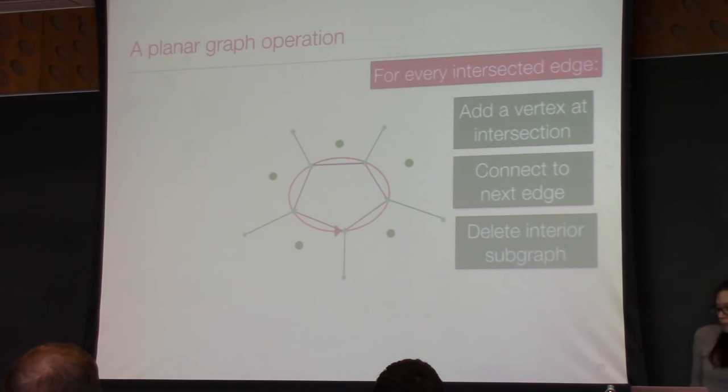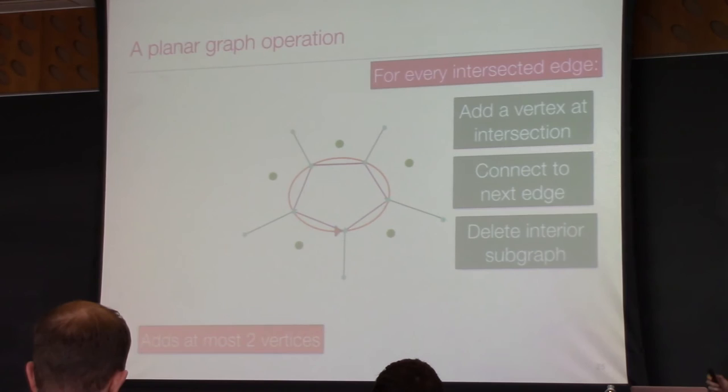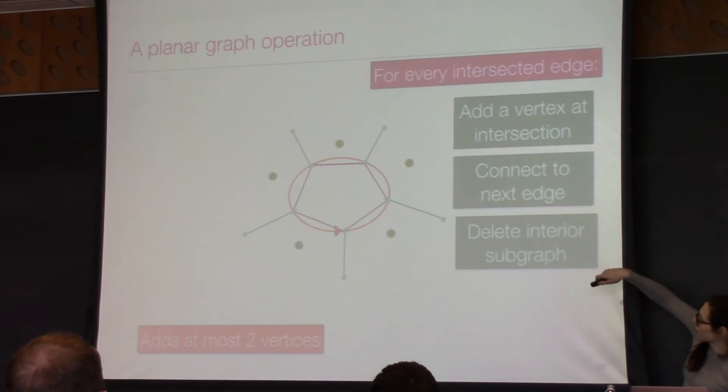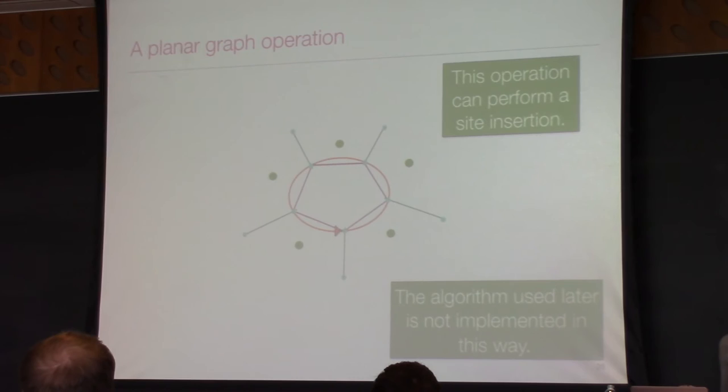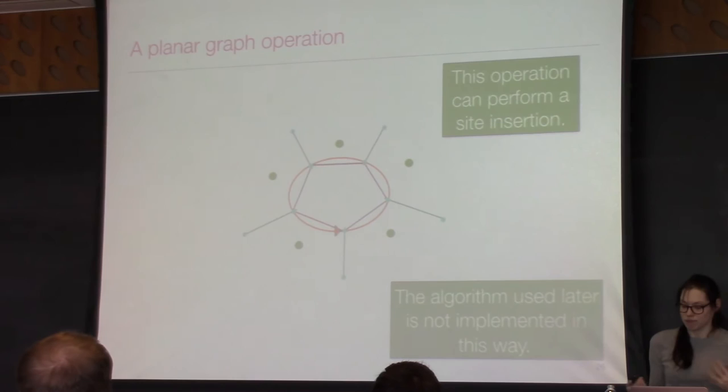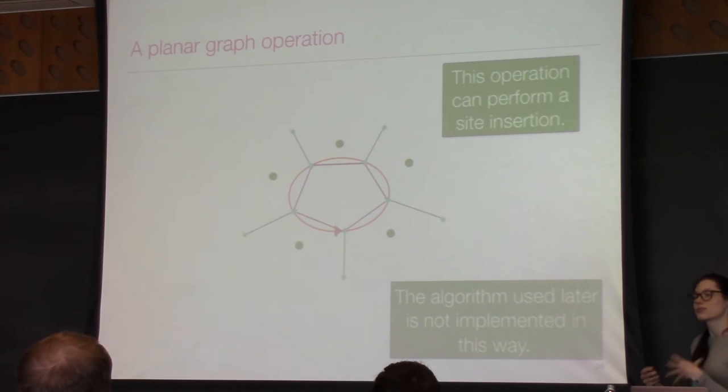Just a note that this will add at most two vertices to the graph total. In this case, it didn't, but imagine it might if you had something that exited or came from way outside the graph. I'm not really going to prove this, but it should be pretty easy to see that this operation can perform a site insertion. It looks exactly like what you would expect an insertion in a Voronoi diagram to look like. And like I said, the algorithm used later doesn't necessarily proceed in this way, but it's good to keep this in mind as our primitive operation.